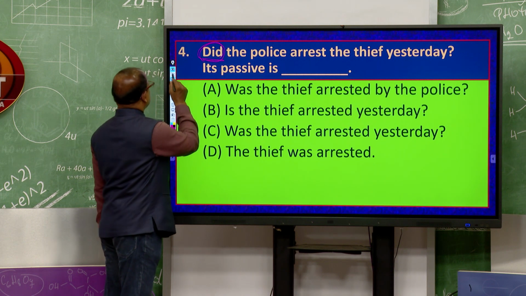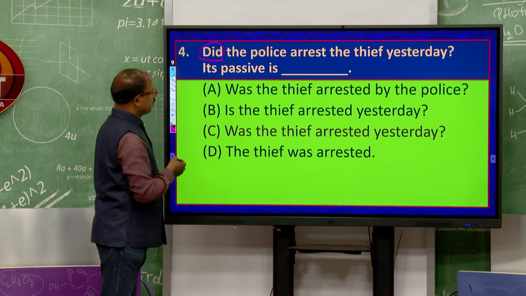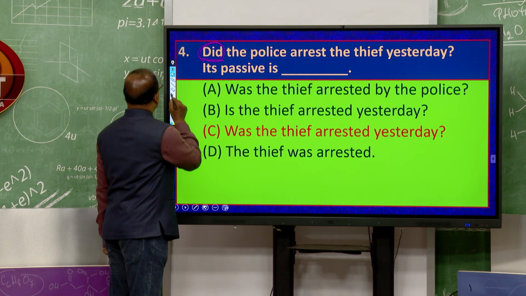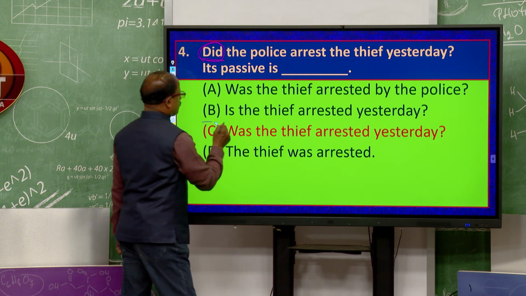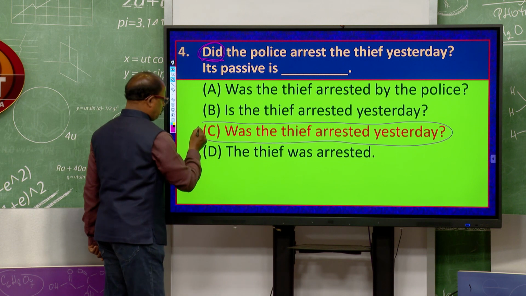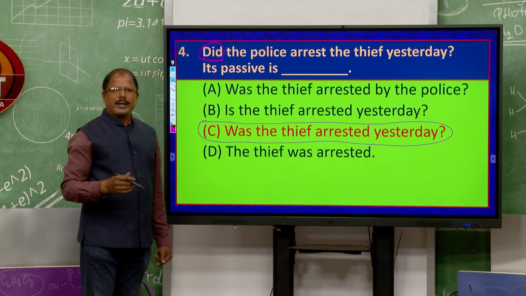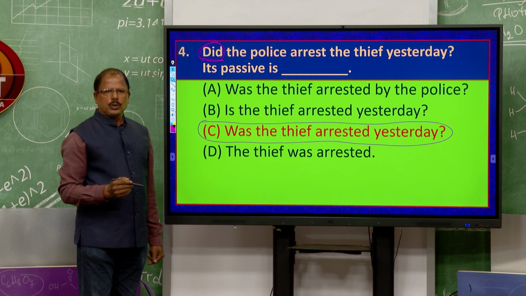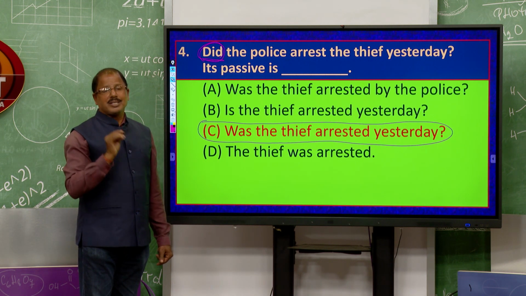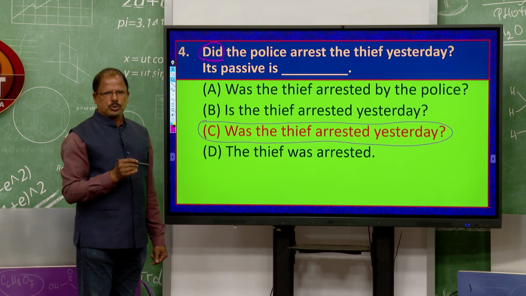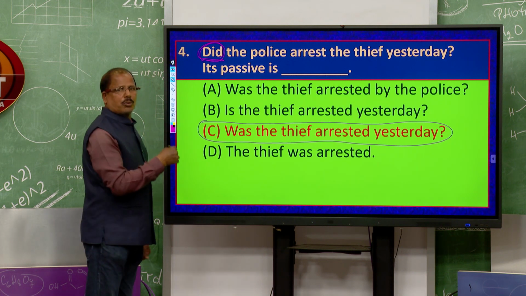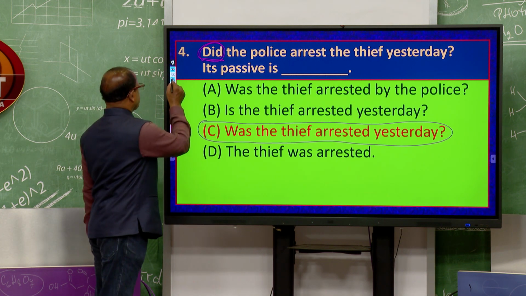So, let us see the right answer. You see, was the thief arrested yesterday? This is the right answer, option C is the right answer. So, when we want to make a question into passive form, we have to see also in which tense form this sentence has been used, and accordingly we have to change it. I think you understand this, and we will go to the next question, right.